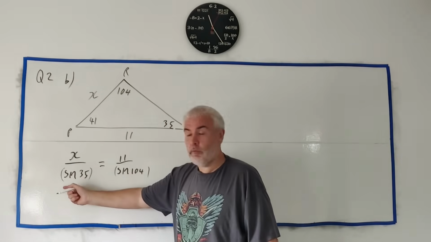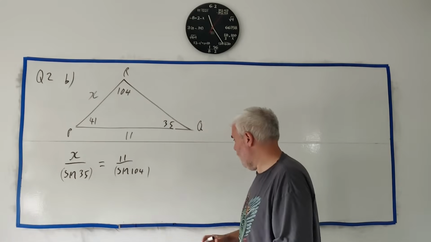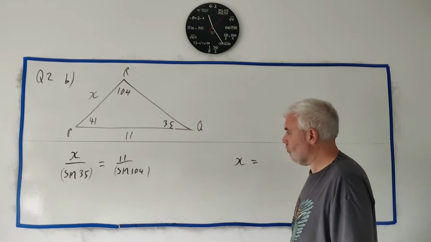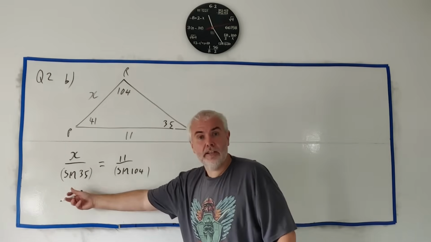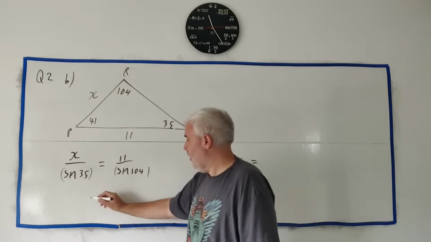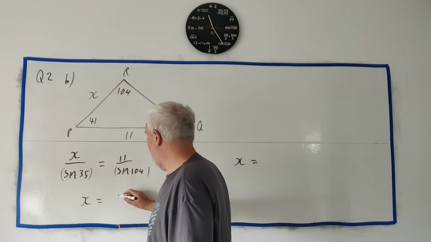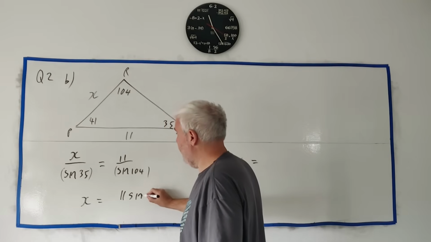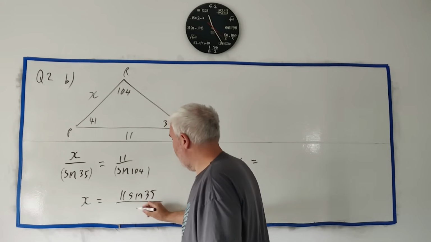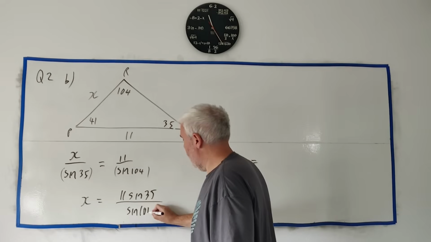Problem is, it's in our way. We want x on its own. We want the answer to be x equals. This guy's in our way. Let's get rid of it. It's dividing, so it will multiply the other side. So we move it over. x is equal to 11 multiplied by sine 35 divided by sine 104.